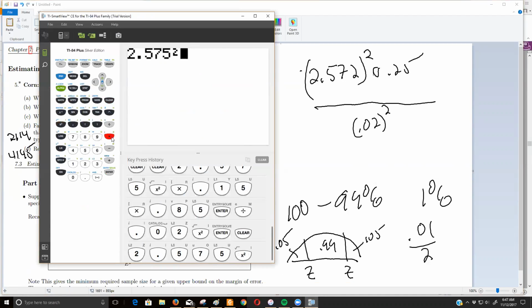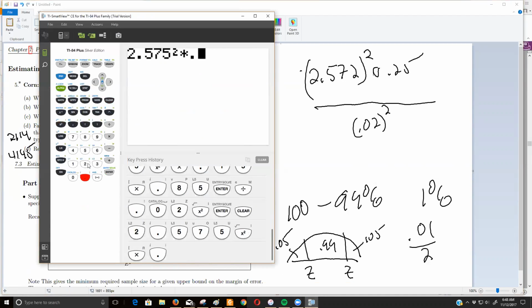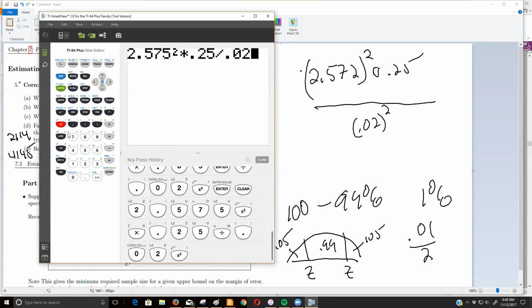I'm going to multiply it by 0.25. I'm going to divide that by 0.02 squared. And I get 4145 if you round up. So that's how those two formulas work. Let's make sure I've answered all these questions.